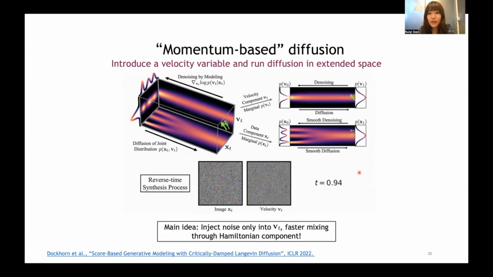This V component is analogous to the Hamiltonian components in HMC, or analogous to the momentum in momentum-based optimizers. So by defining this joint space, or defining the diffusion in this V space, it enables faster mixing and faster traversal of the joint space, which enables a more smooth and efficient forward process.